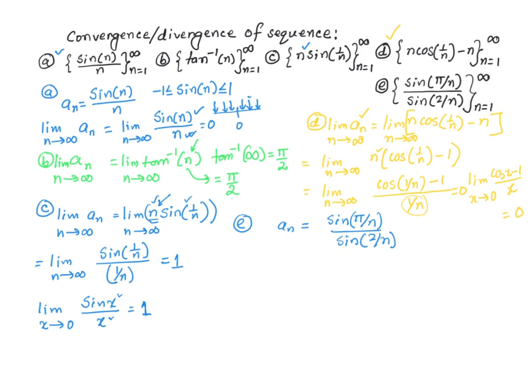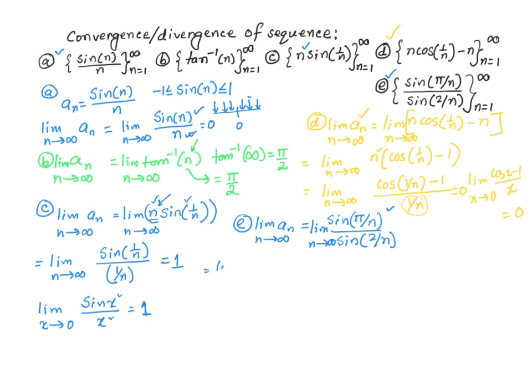Now the last one is E, sine of pi over n divided by sine of 2 over n, as n goes from 1 to infinity. So the nth term here is this. We would like to find the limit as n approaches infinity of a sub n. Now this one is not so straightforward. However, if you play around with the numerator and the denominator, you could convert it into something that looks familiar. So I'm going to write it here.